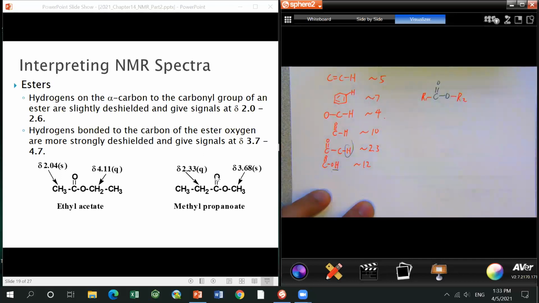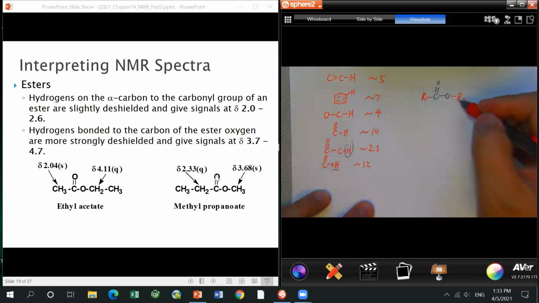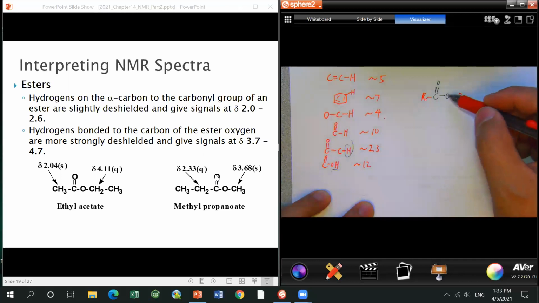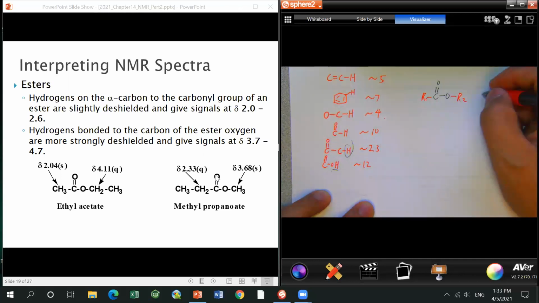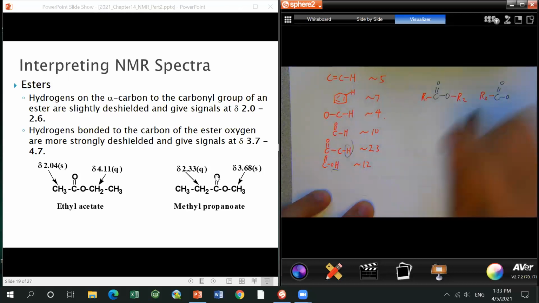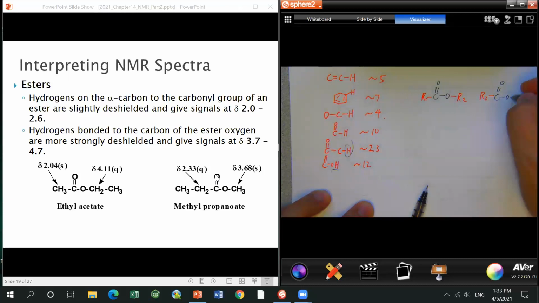The key thing here is that it's normally not hard to figure out R1 and R2 in an ester. What's important is to figure out which one is attached to the carbonyl and which one is attached to the alcohol oxygen, because they are isomers. So I'll draw both. In the first one, R1 is attached to the carbonyl and R2 is attached to the oxygen. In the second, R1 is attached to the oxygen and R2 is attached to the carbonyl. How do we figure this out?